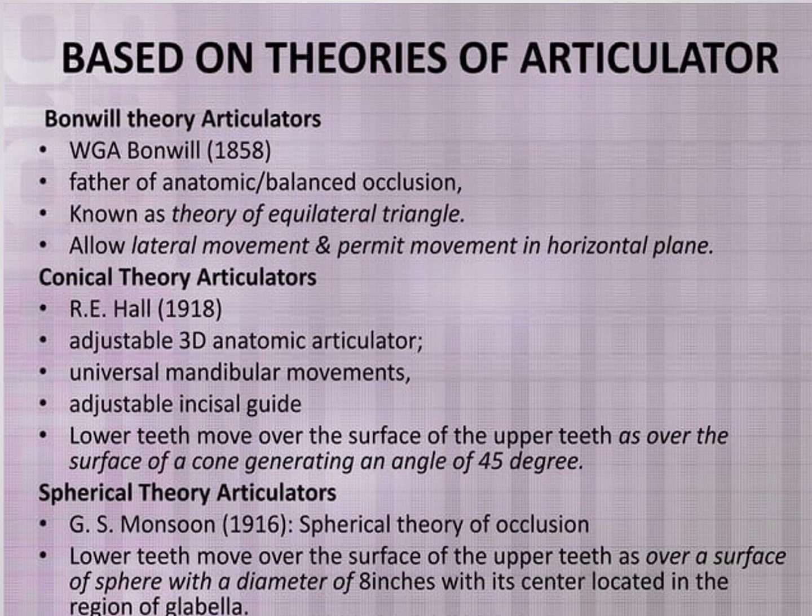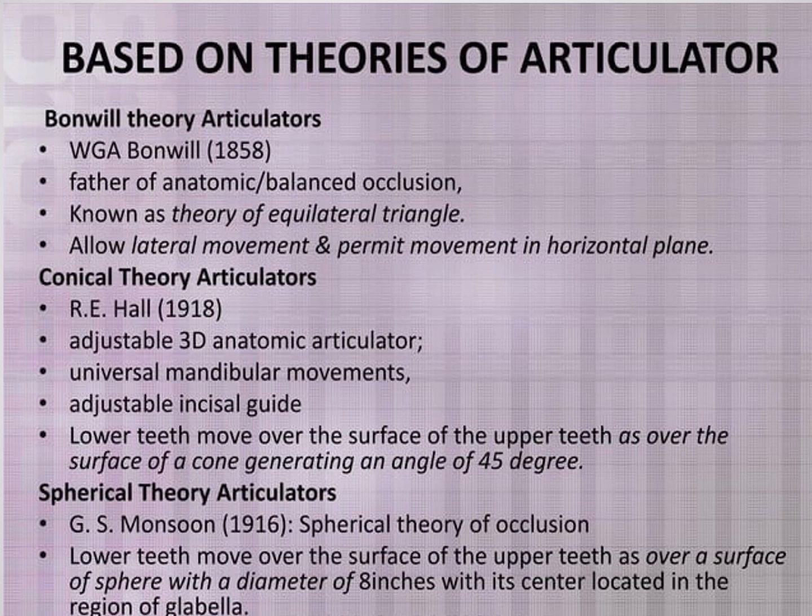The second articulator based on theory is the conical theory articulator. It was given by R.E. Hall in the year 1918. This adjustable 3D anatomic articulator will provide universal mandibular movements. They have an adjustable incisal guide, and the lower teeth can move over the surface of the upper teeth as over the surface of a cone which is generating an angle of 45 degrees. That's why it is called the conical theory articulator.